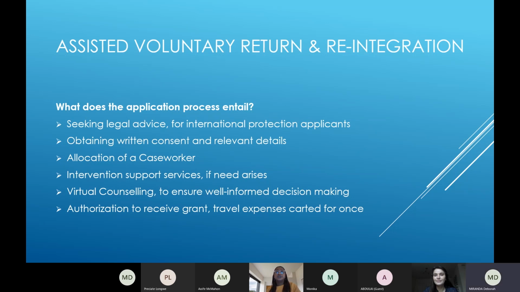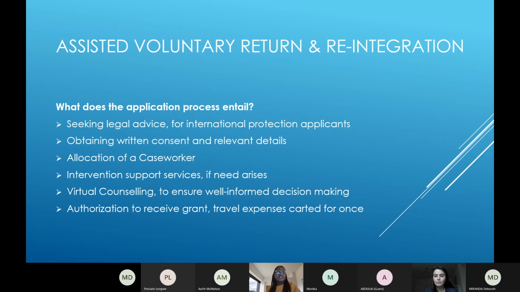And just to add on to that as well, the main reason we have introduced virtual counseling is because we want to ensure that beneficiaries are well informed with their decision making. We do understand that colleagues in their country of origin will have first-hand information on the situation on the ground. So once you pass the virtual counseling stage, then it goes to authorization.